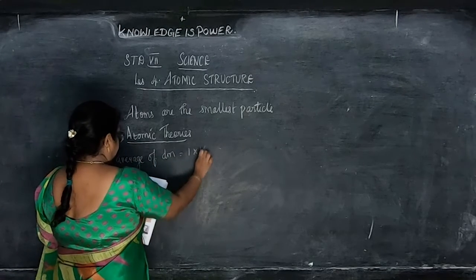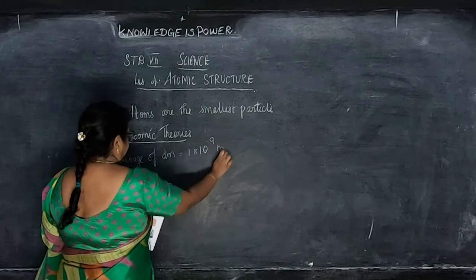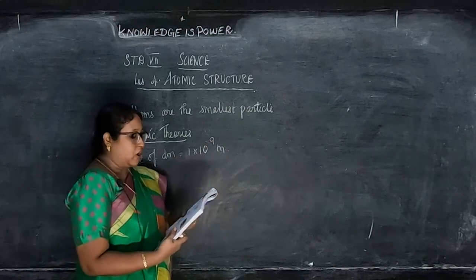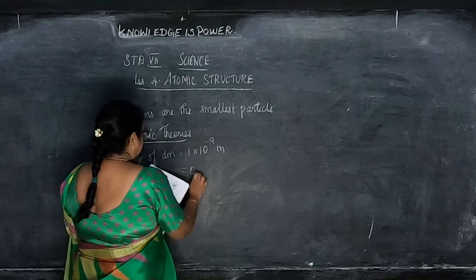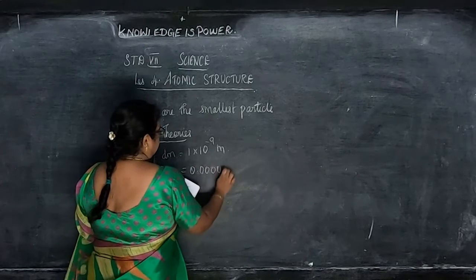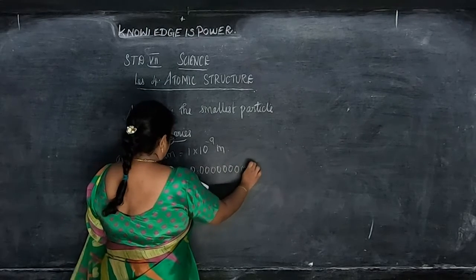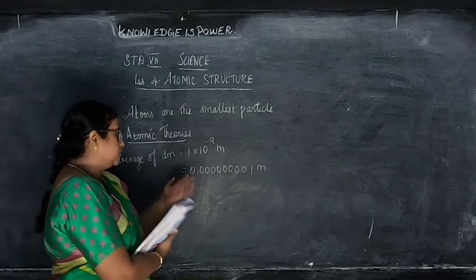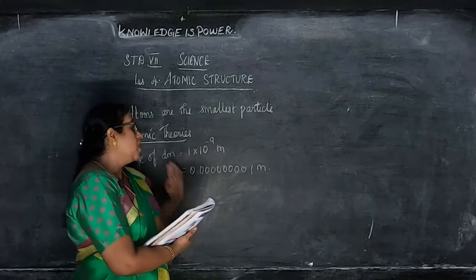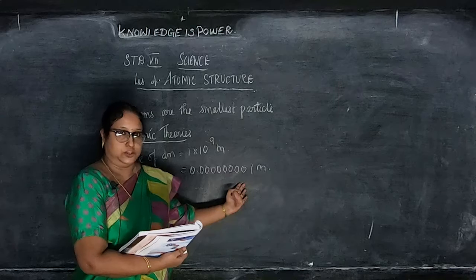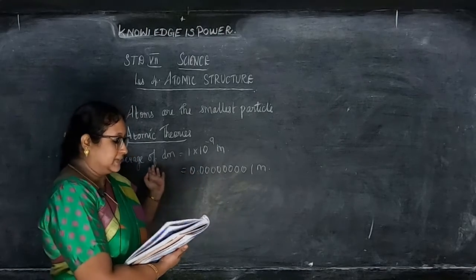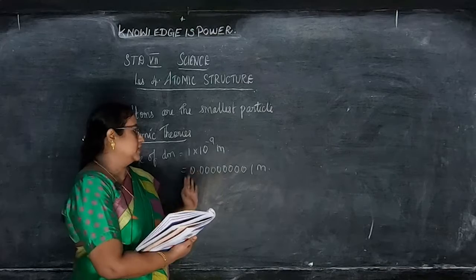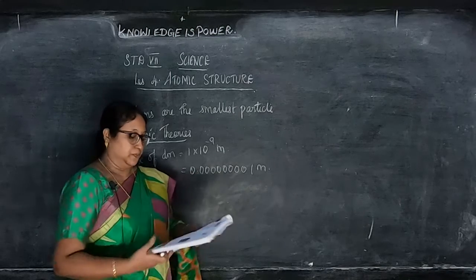That is 1 into 10 to the power of minus 9 meter. Okay, so this is 1 into 10 to the power of minus 9, or otherwise you can say as 0.000000001 m. Okay, so the average of its diameter is 1 into 10 to the power of minus 9, or else you can say this also. It has an average diameter of 1 into 10 to the power of minus 9 meter.